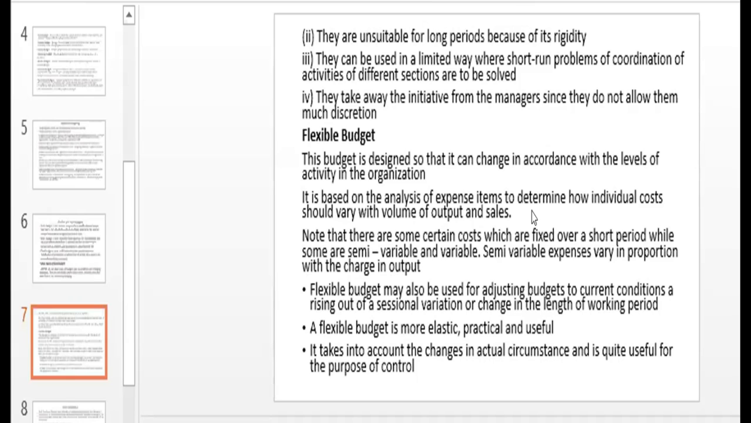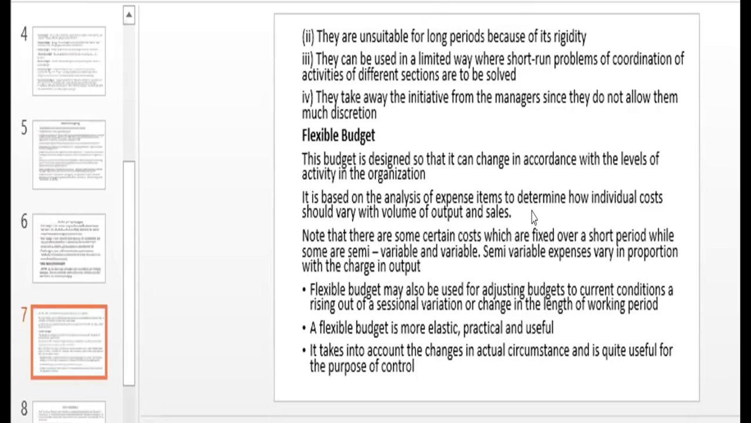Now, flexible budgets may also be used for adjusting budgets to current conditions and pricing out seasonal variation or change in the length of working period. All right, so you can adjust depending on the situation as they come. For example, taking advantage of the conditions in the market, you can always play around with the budgets to benefit on that. A flexible budget is more elastic, practical, and useful. All right, it takes into account the changes in actual circumstances and is quite useful for purposes of control.